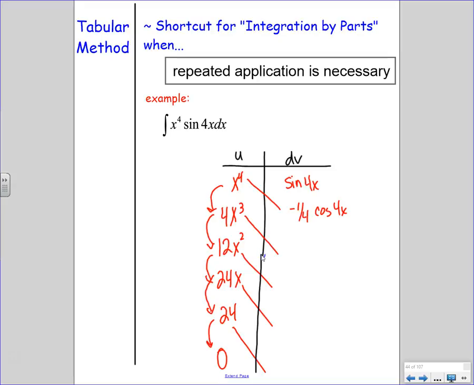What are the slashes? We'll come back to them in a second. Hold on. Negative 1/16 sine 4x. Positive 1/64 cosine 4x. Positive 1/256 sine 4x. Negative 1/512.